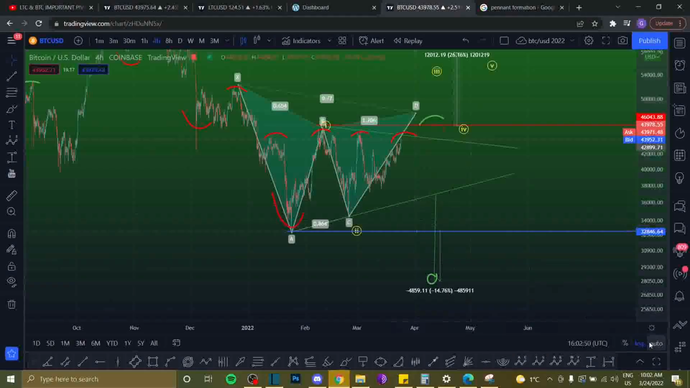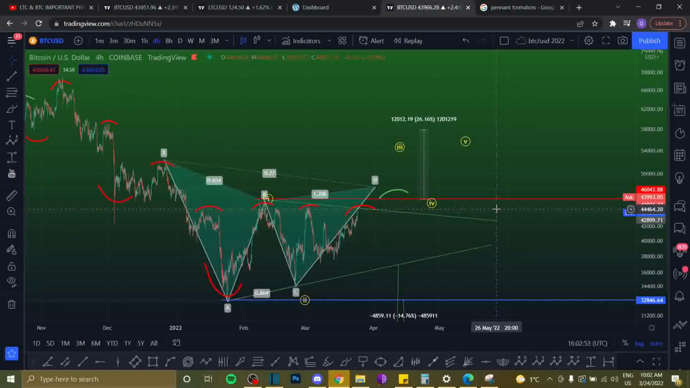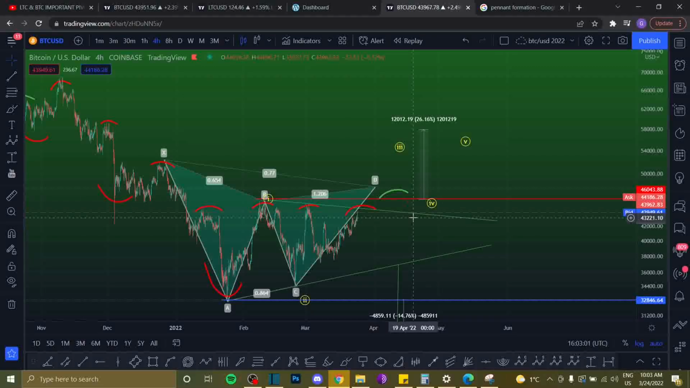So this right here is Bitcoin against the USD. Again, very interesting pattern formation. It's just a matter of patience. Let the algorithm do its thing. When the time comes, we'll play accordingly.